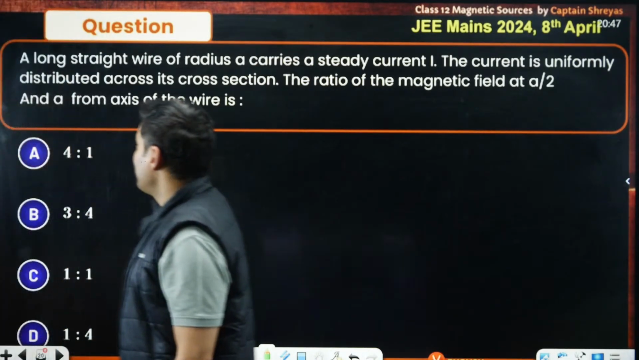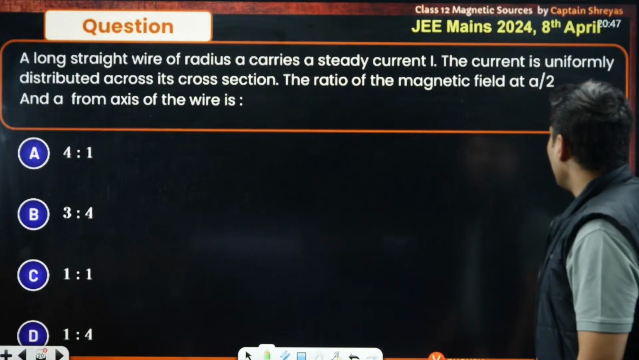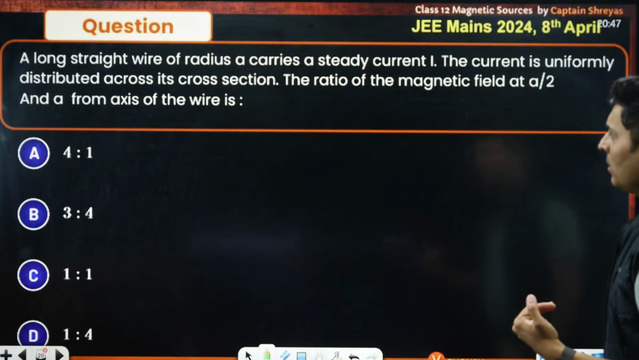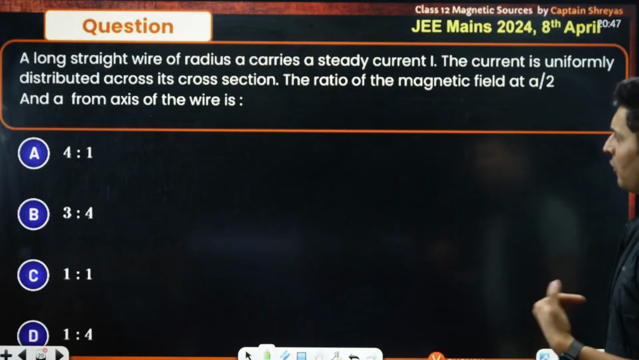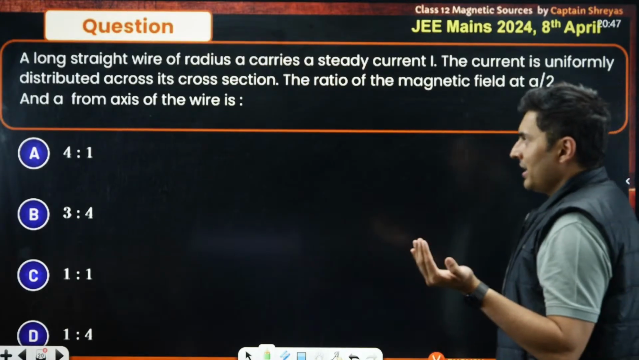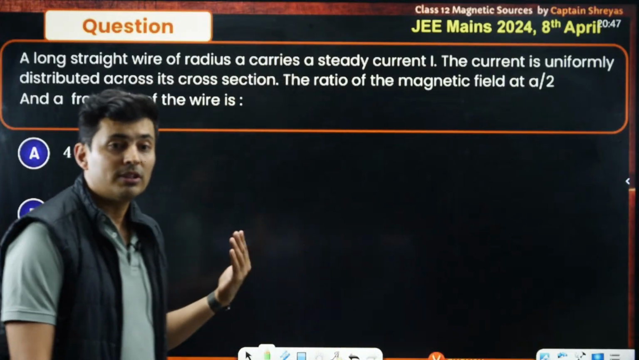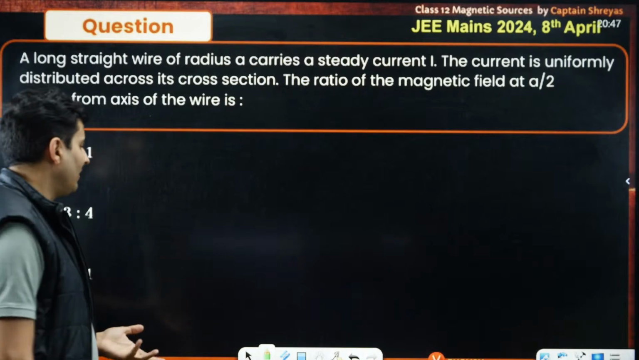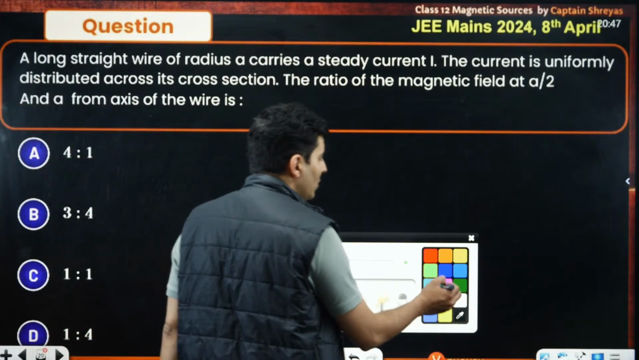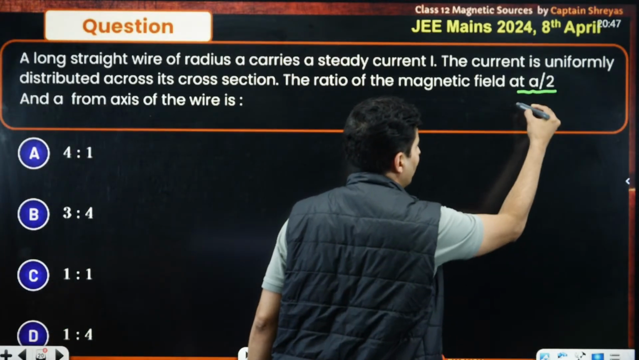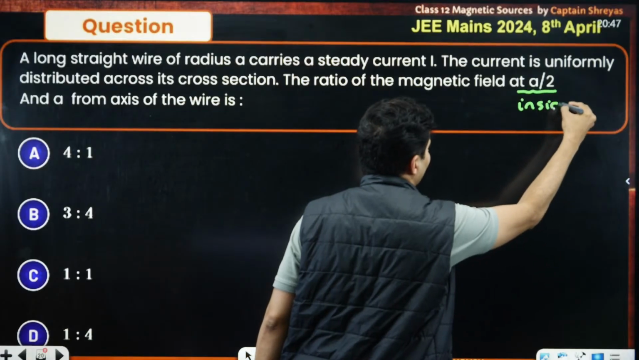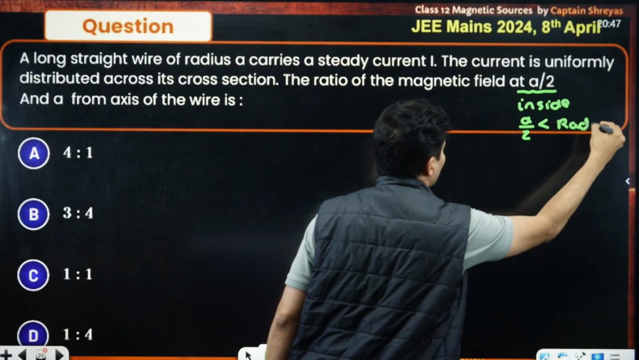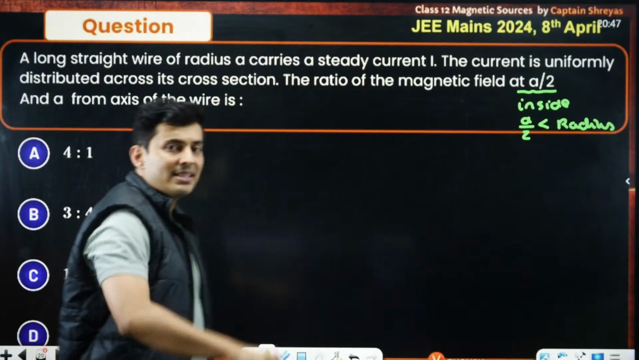This says a long wire carries some current. The current is uniformly distributed. What is the ratio of the magnetic field at a distance of A by 2 and A from the axis of the wire? So when you consider this particular point A by 2, obviously it is inside because A by 2 is less than the radius of the wire. So we have to use the inside formula.